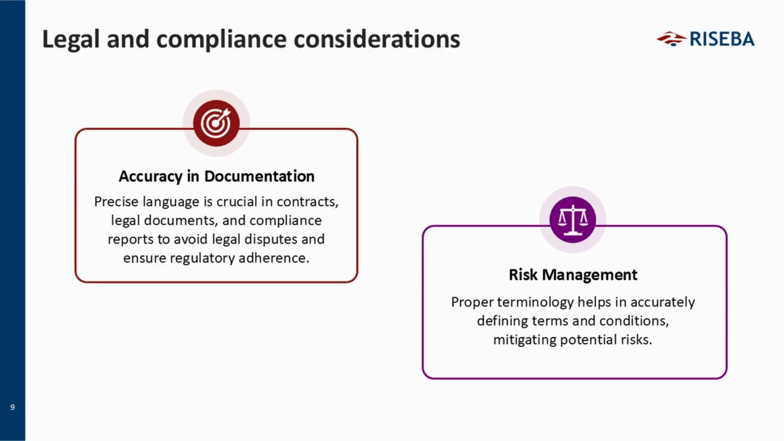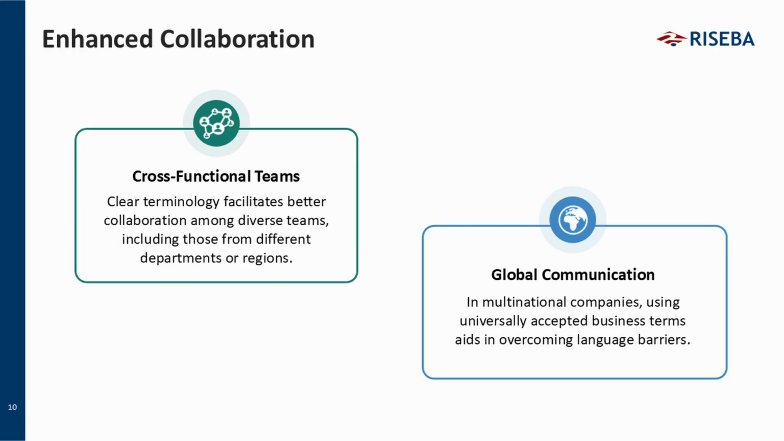The following key point relates to legal and compliance considerations. So accuracy and documentations is one of the points here, since precise language is crucial in contracts, legal documents, and compliance reports to avoid legal disputes and ensure regulatory adherence. And then here we also talk about risk management, since proper terminology helps in accurately defining terms and conditions, mitigating potential risks.